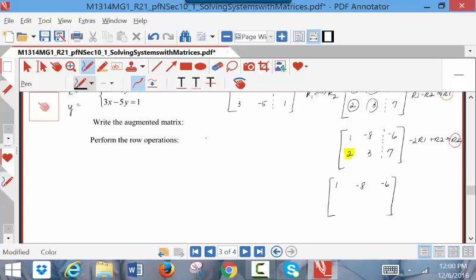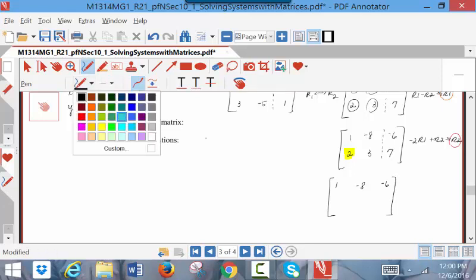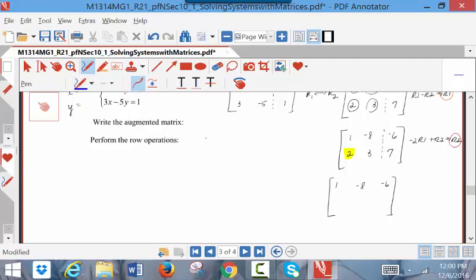And here we go. I'm going to take negative 2 times row 1. This will be negative 2 times 1, which is negative 2. Negative 2 times negative 8, which is a positive 16. Negative 2 times negative 6, which is a positive 12. I'm going to take those blue numbers and add them to row 2. Negative 2 plus 2 is the 0 I was wanting. 16 plus 3 is 19. And 12 plus 7 is 19. I have my 1 and I have my 0.